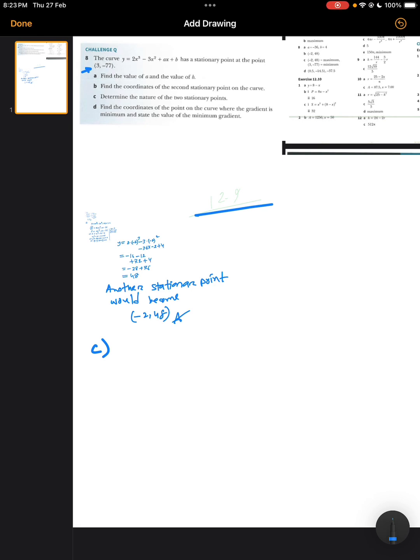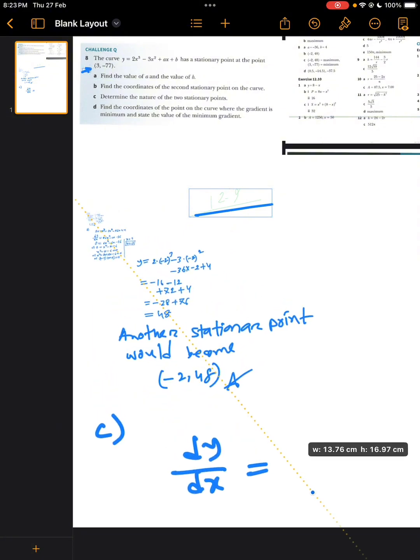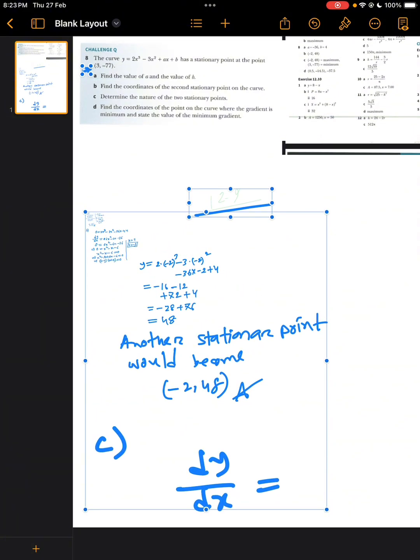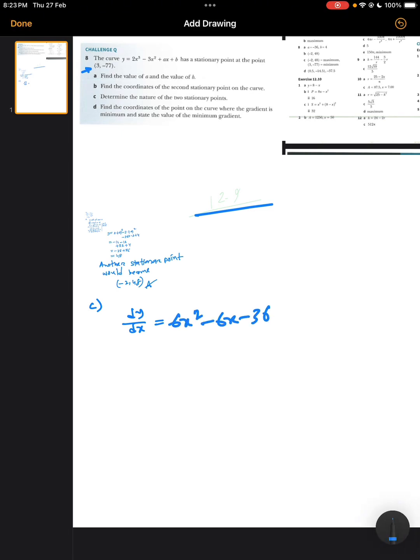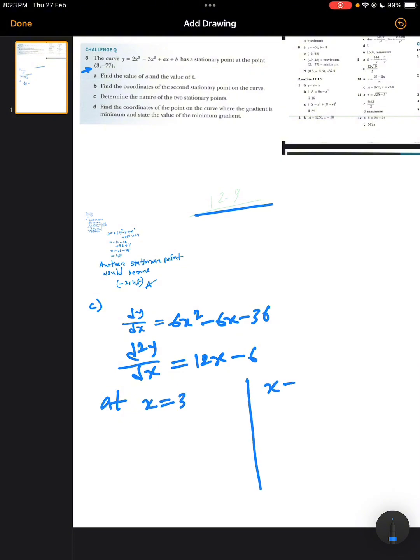Now the question C. Determine the nature of the two stationary points. Okay, very good. So dy/dx, what we get actually, is 6x² - 6x - 36. The second derivative of this would be 12x - 6. Now we got two stationary points, one at x equal to 3, another at x equal to -2.